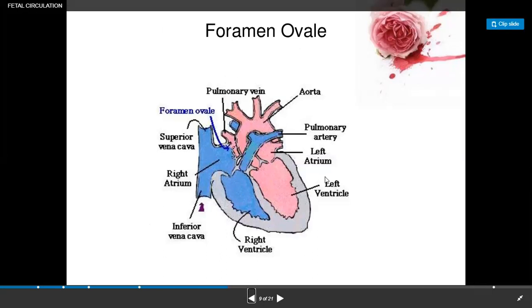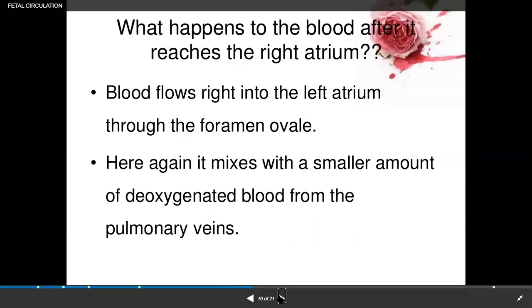So this is normal. But what happens? Whatever blood comes from the inferior vena cava does not go the usual way; it directly enters the left atrium, bypassing these structures. This connection is called the foramen ovale. Into the left atrium through the foramen ovale, and here it again mixes with a smaller amount of deoxygenated blood from the pulmonary veins.